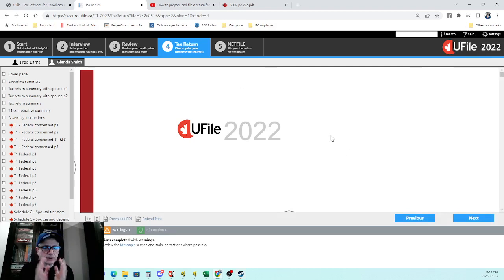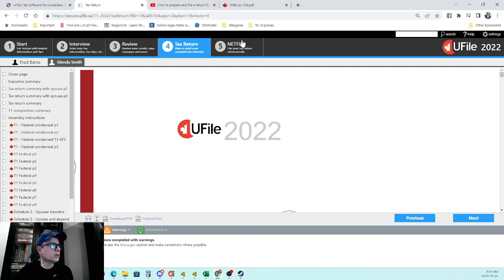So let's do a quick overview. You need to enter your data from the interview page, review your messages, review your tax return, okay? Then go to NetFile, go through that menu and make sure you get an acknowledgement, okay? Then go back to tax return, download a PDF for your records, save and close.